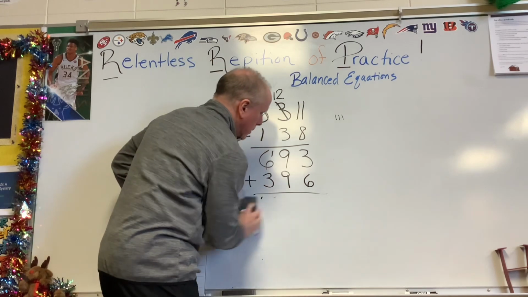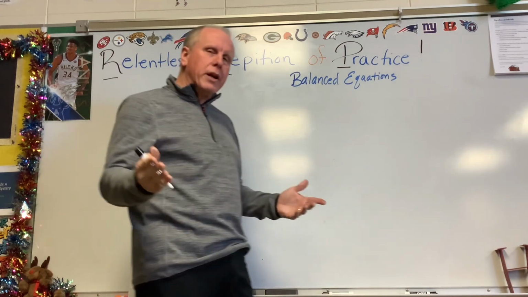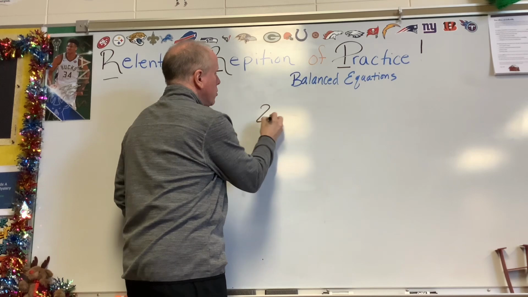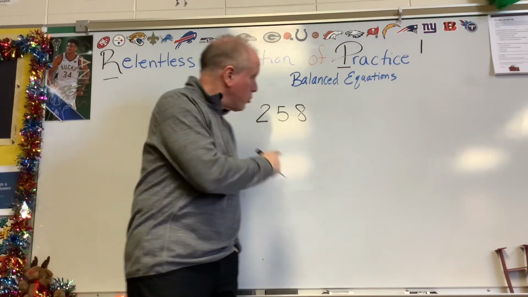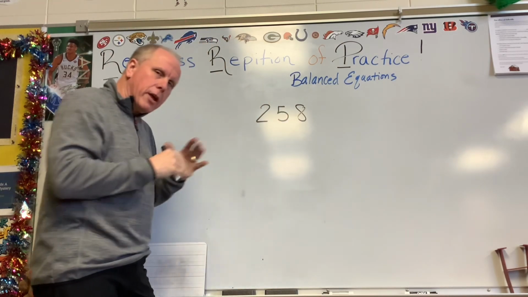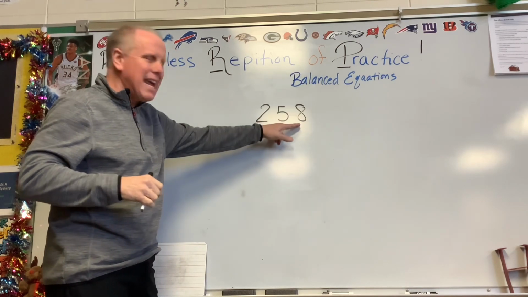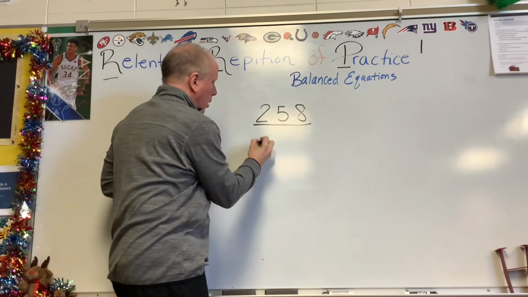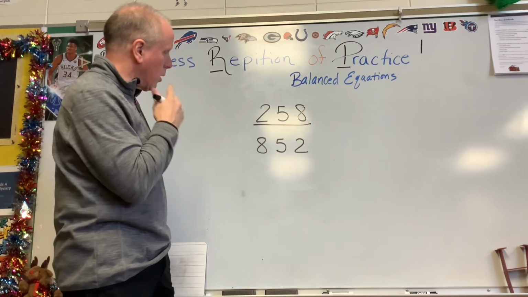Clear your boards. I'm going to pick a 3-digit number, but I'm going to show you something that might happen. 258. Put 258 on your board. Remember, the first step in this is subtraction. But if I reverse this, I can't take 800 from 200. So put a line under there, but now take that number and make it 852. I'll let you do that quick.